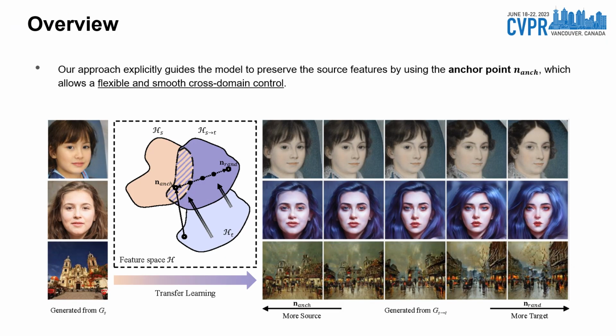Given a source model, our method can smoothly control the degree of source domain features in a fine-tuned model. Our approach explicitly guides the model to preserve the source features by using the anchor point, which allows a flexible and smooth cross-domain control.